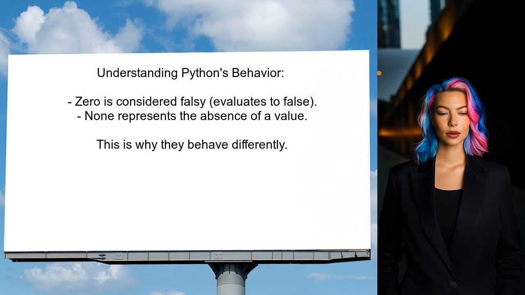To understand this, we need to look at how Python handles truthy and falsy values. In Python, 0 is considered falsy, which means it evaluates to false in a conditional statement. On the other hand, None is a special object that represents the absence of a value, and it does not get optimized out in the same way.